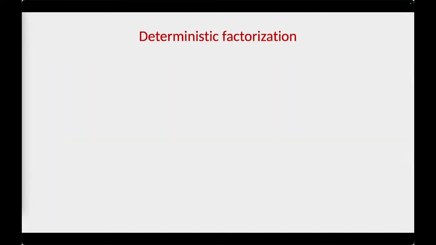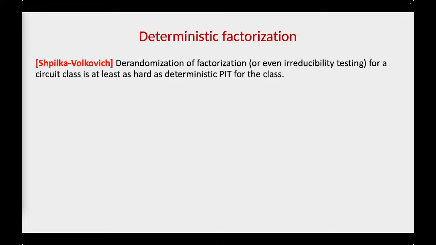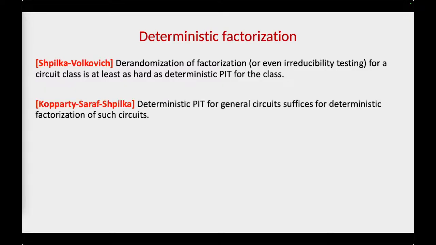Great. Okay, so now let's get back to the second question, which was of deterministic factorization. Amir and Ilya noticed some time back that the question of de-randomizing factorization, or even the question of testing if a given polynomial is irreducible, is at least as hard as PIT, deterministic PIT, for the class of circuits that we are working with. Okay, before we go ahead and try to de-randomize factorization, we better have a deterministic PIT algorithm for the class of circuits that we are working with.